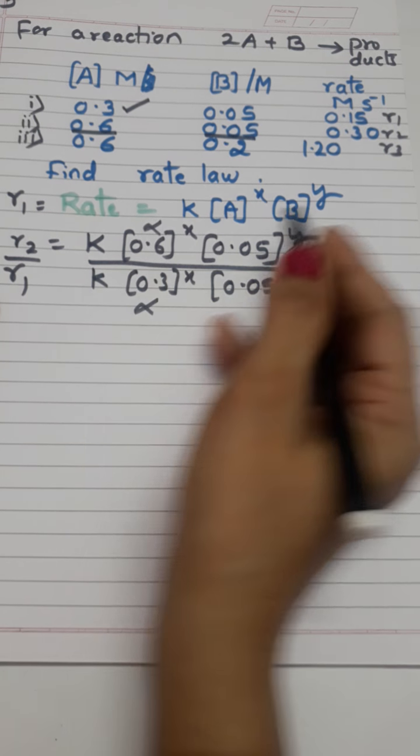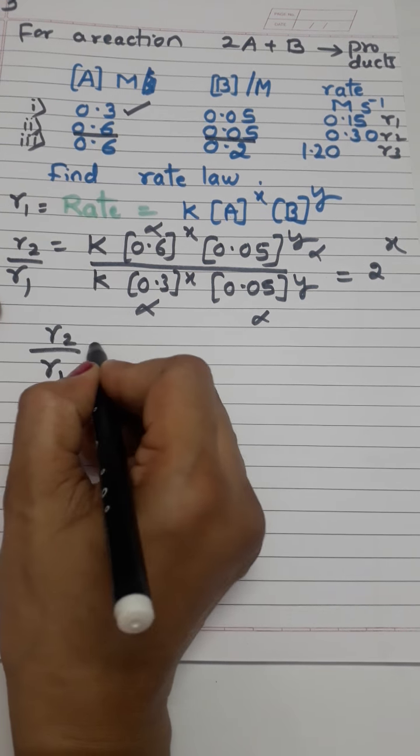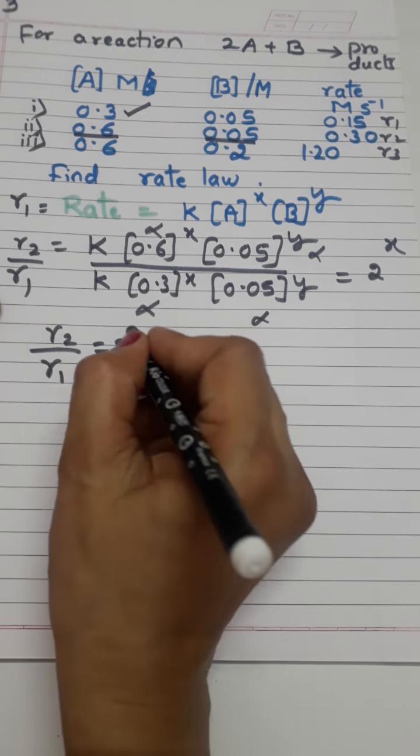When you solve this expression, you will come to know that 0.3 is getting cancelled, 0.6 by 0.3 gives 2. The B terms both get cancelled and ultimately K also gets cancelled, and you will get 2 raised to x. So you will get R2 upon R1 is equal to 2 raised to x.